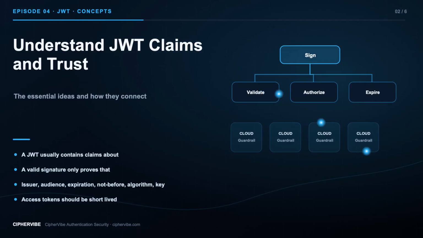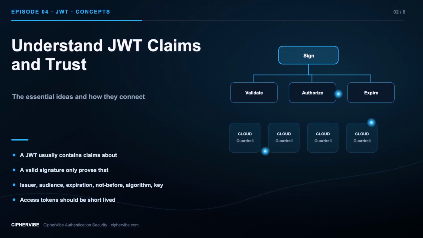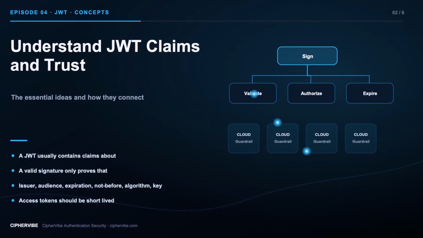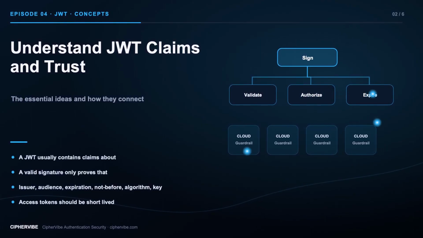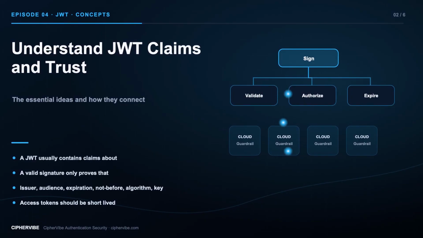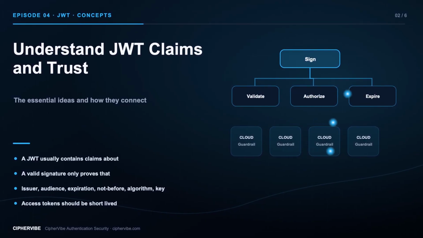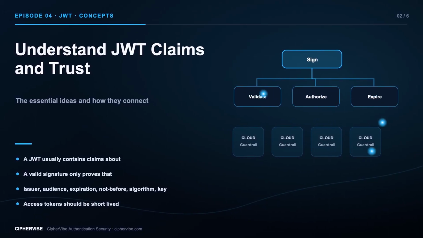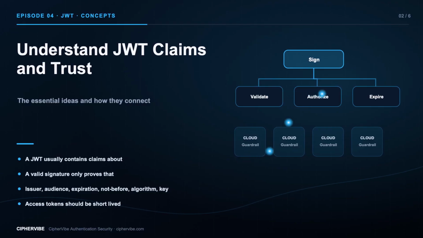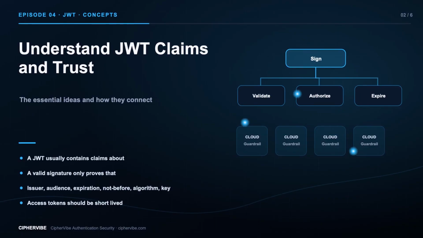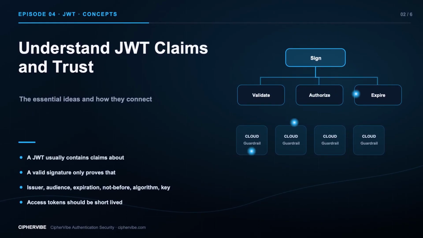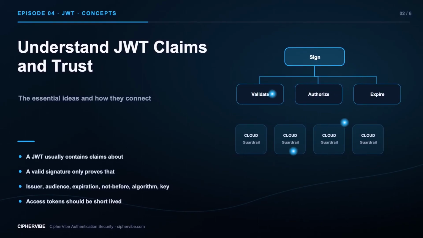Start with 4 concepts that provide the vocabulary for JWT security, step-by-step guide for 2026. First, a JWT usually contains claims about a subject, issuer, audience, lifetime, token ID, scopes, and sometimes identity or authorization context. Second, a valid signature only proves that a trusted key signed the token. It does not prove the token is meant for the service or grants the requested action.